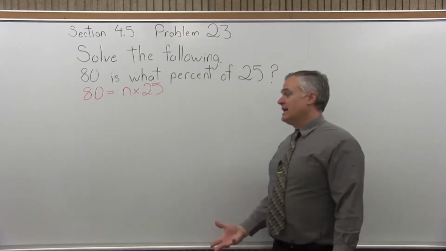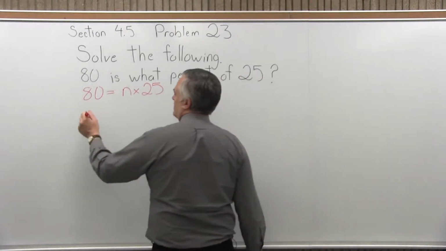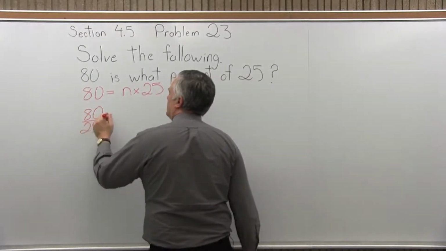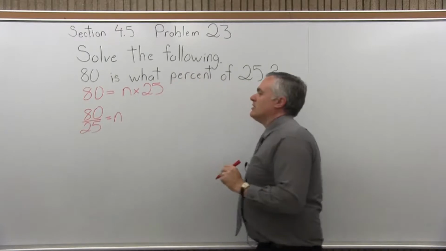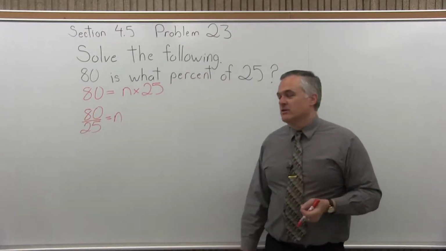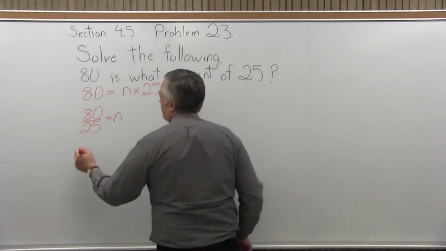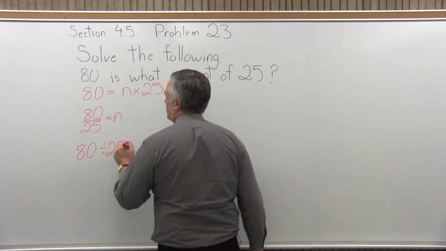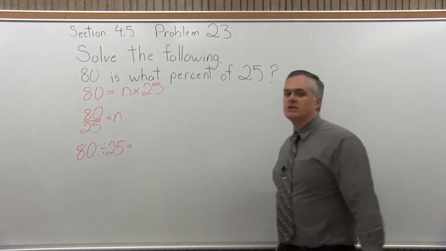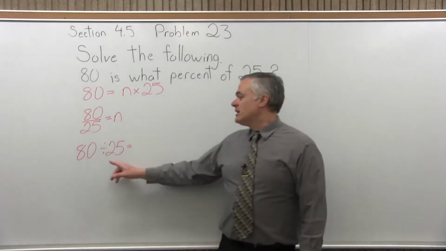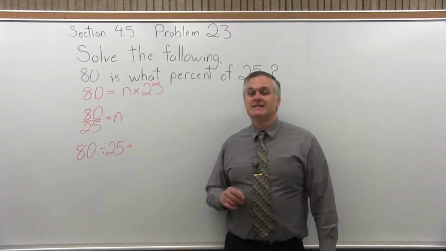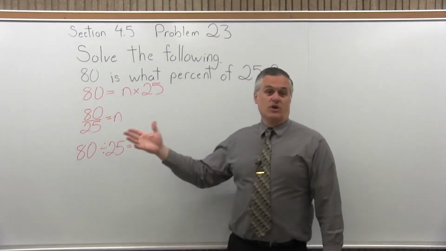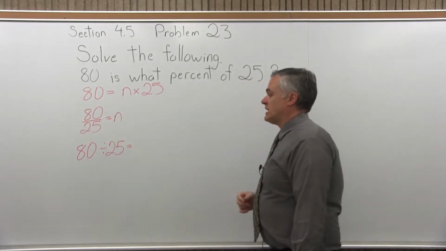Now I want to know what n equals. Solve it for n, so divide by 25. 80 divided by 25 equals n. Now, you may have a teacher that will allow you to use a calculator to solve this sort of problem. If that's the case, you just do 80 divided by 25, the numerator divided by the denominator, equals, and the calculator will give you the answer. Keep in mind when you get that answer, it'll be in the form of a decimal. The question asks for the answer in a percent, so you'd have to convert it. You'd have to move the decimal 2 places to the right.